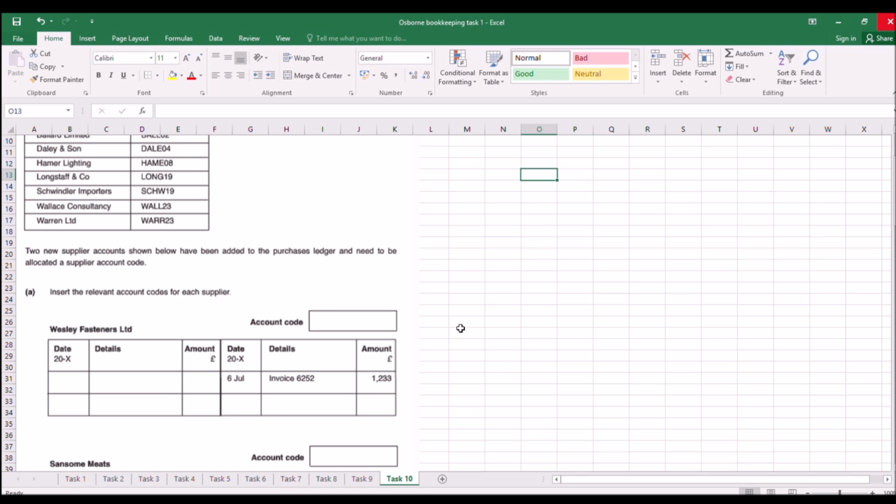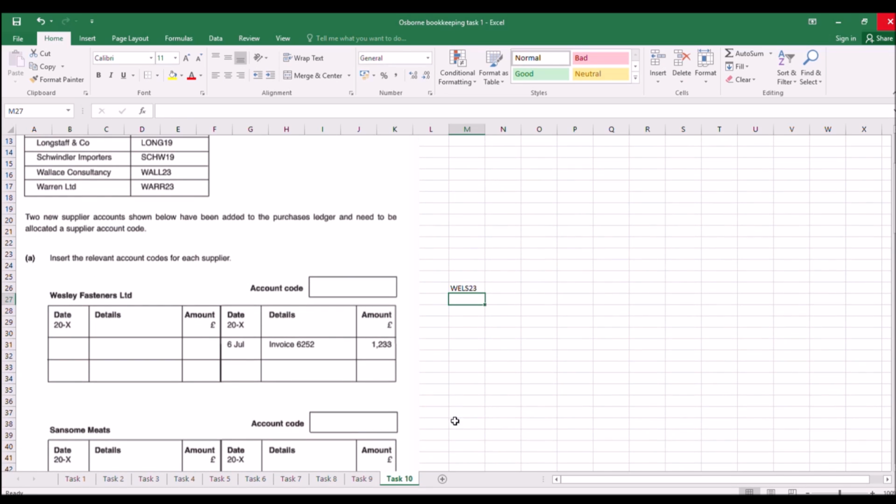Okay, so we've got Wellesley Fasteners, so WLS, and W is the 23rd letter of the alphabet. So we've got Wells 23, and Sanson, so we've got Sans, and what is that? That's an S, going to be 19.